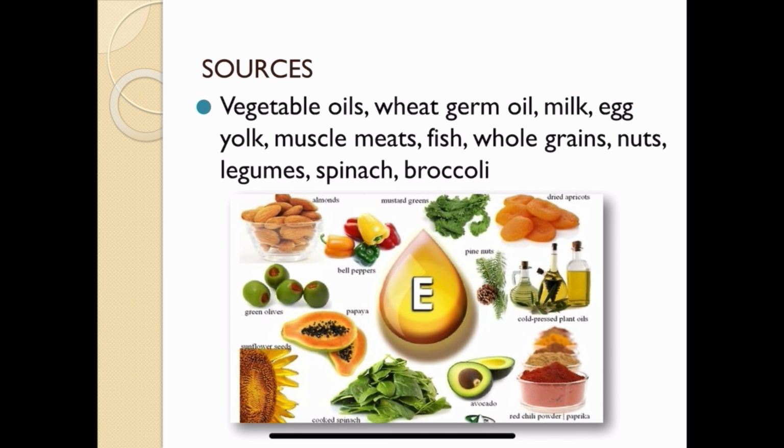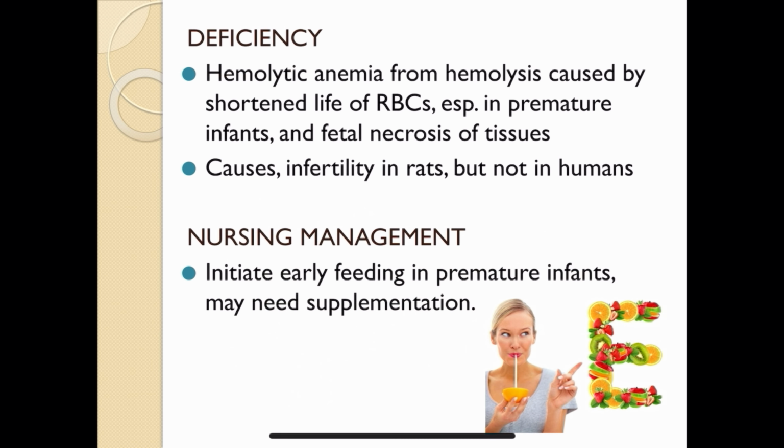The sources are vegetable oils, wheat germ oil, milk, egg yolk, muscle meats, fish, whole grains, nuts, legumes, spinach, and broccoli. The deficiency of vitamin E causes hemolytic anemia from hemolysis caused by shortened life of RBCs, especially in premature infants, and necrosis of tissue. Causes infertility in rats but not in humans. The nursing management is you have to initiate early feeding in premature infants, and they may also need supplementation.